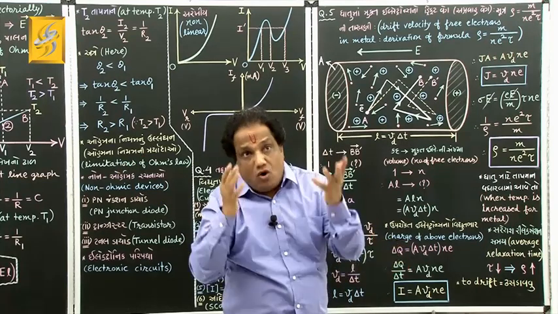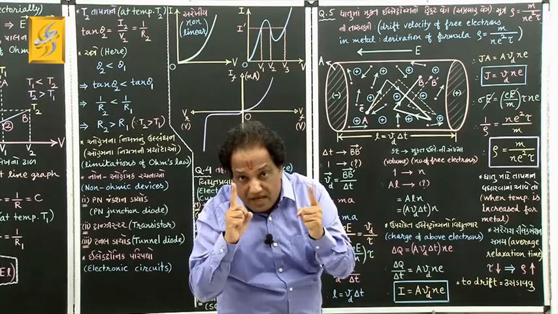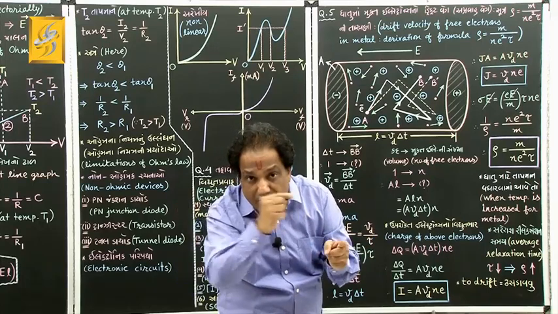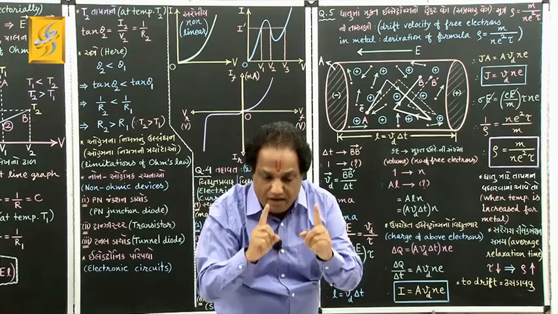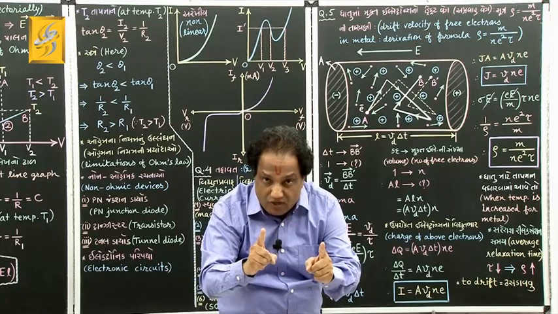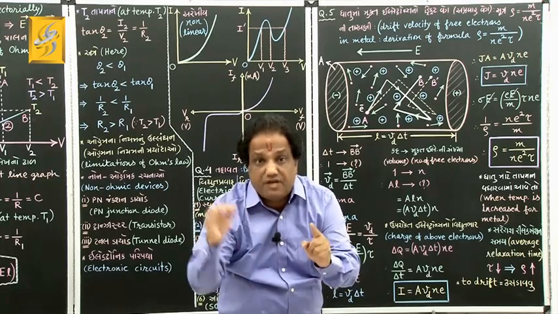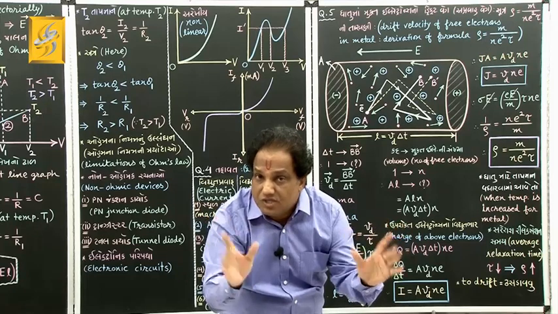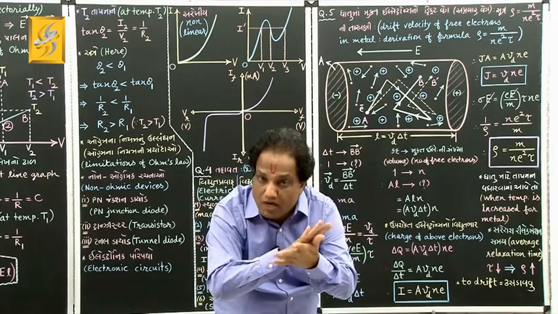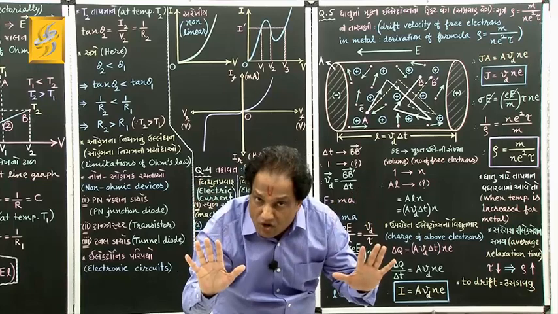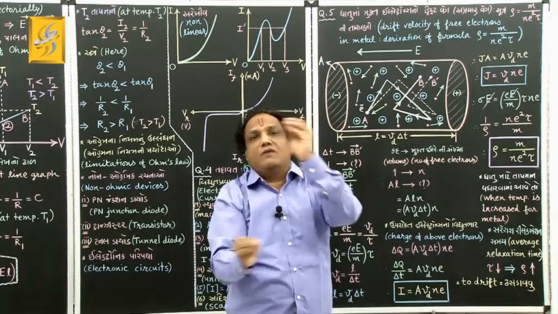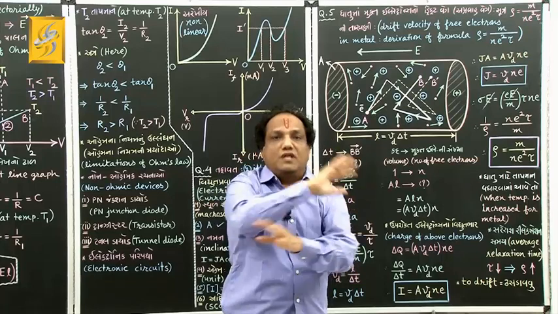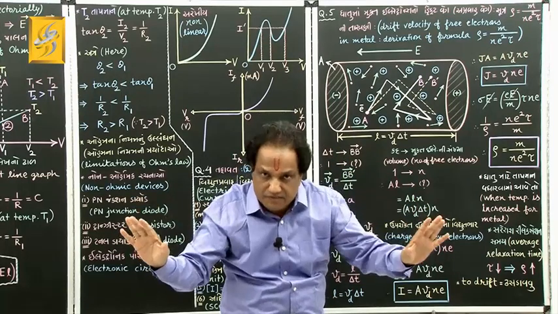Then all the free electrons are not making their resultant displacement in a single direction, correct? And unless all the free electrons are making their resultant displacement in a single direction, there won't be any current in the conductor. So at present there is no current in the conductor because an equal number of electrons are going in both directions, correct?